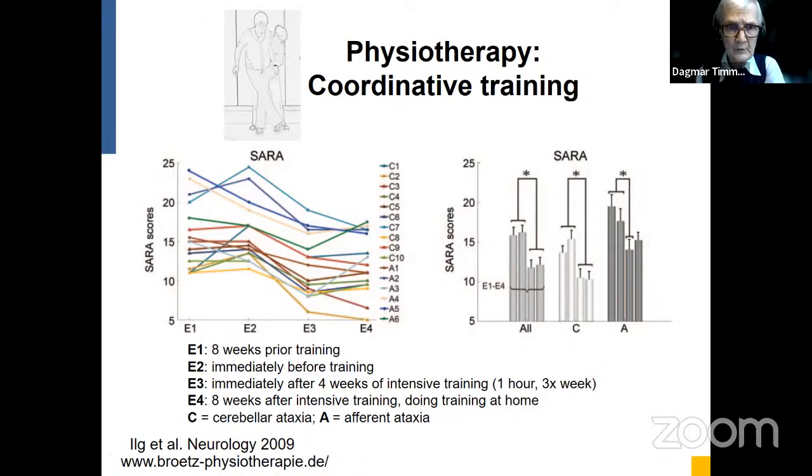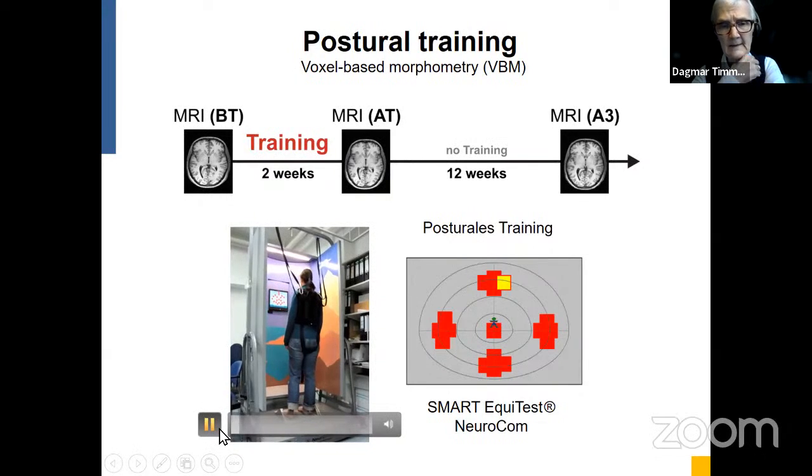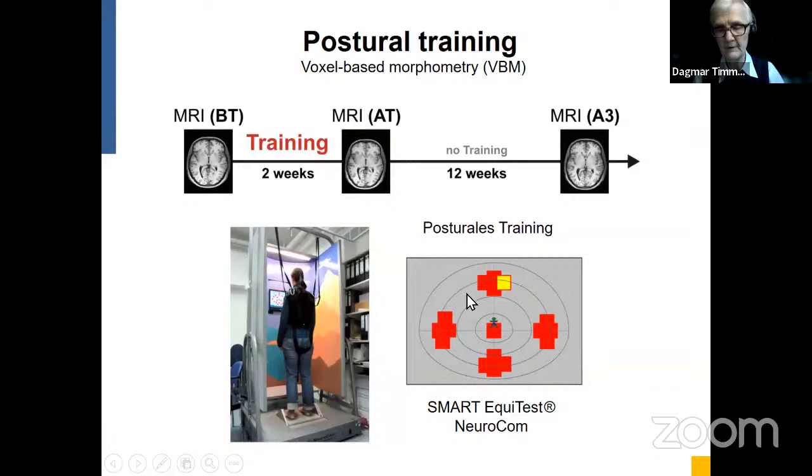We did 2 studies for this, and this is one study where we did a balance task. So the patients with cerebellar disease received 2 weeks of balance training on this platform, where they had to move their center of gravity to different points or aims shown on the monitor. And they did it for 1 hour each day. And we did MRI scans prior to training, after training, and then after 3 months.